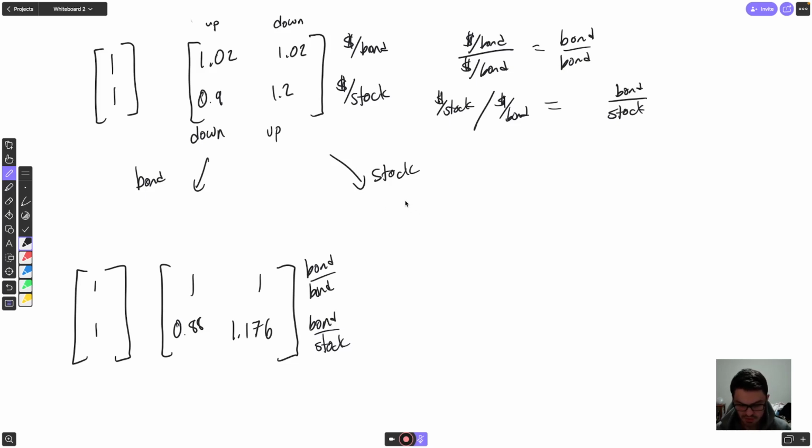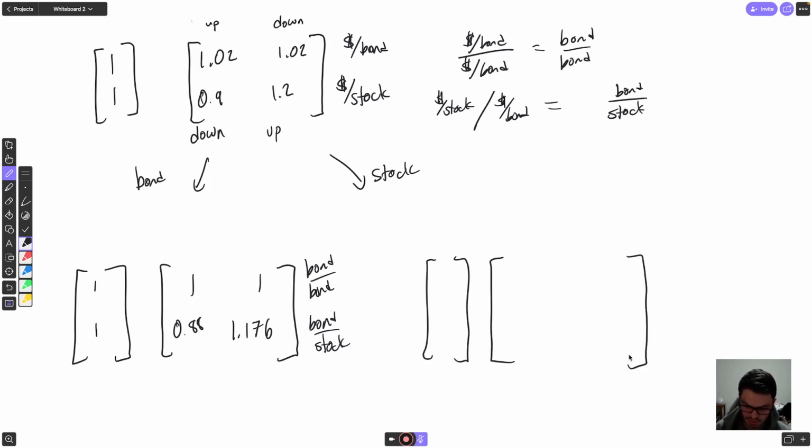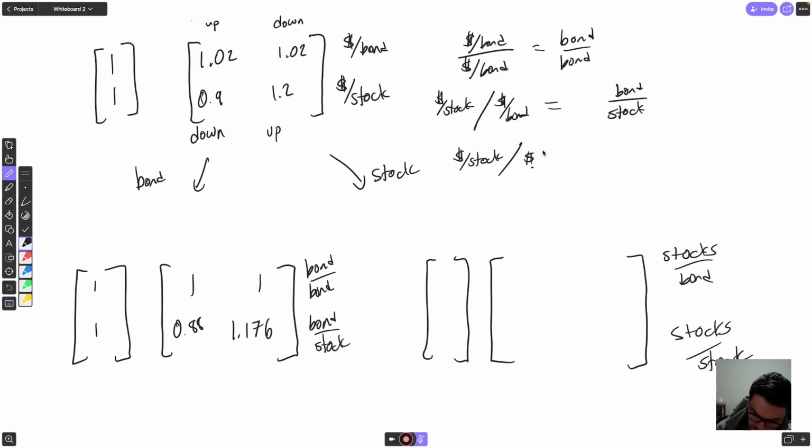Now let's do the same analysis, but let's just use stocks, right? The units we want now are stocks per bond, and then stocks per stock. You can probably guess how we get stocks per stock. We just take this bottom row, so we do dollars per stock divided by dollars per stock. Everything could cancel out if we wanted it to, or we can just leave it as stock per stock.